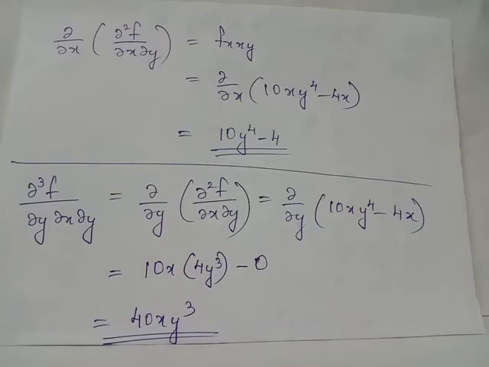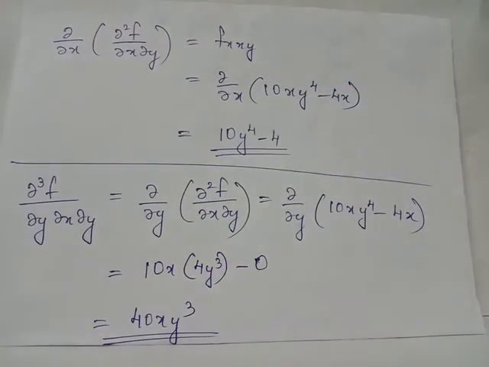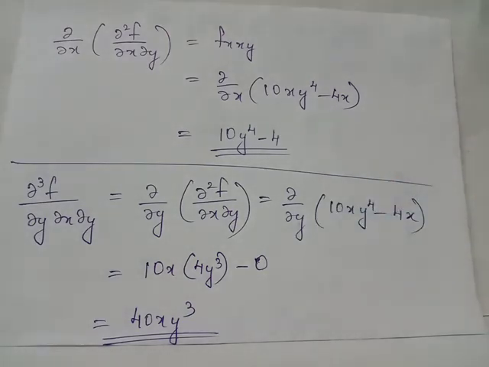Now, we will calculate ∂³f/∂y∂x∂y. First, we have to evaluate ∂²f/∂x∂y. The output of this expression will have to be again partially differentiated with respect to y treating x as a constant. We have already evaluated ∂²f/∂x∂y as 10xy⁴ − 4x. This expression now will have to be partially differentiated with respect to y treating x as a constant.